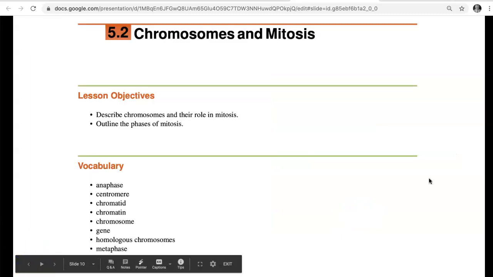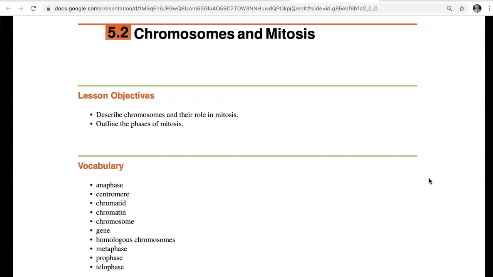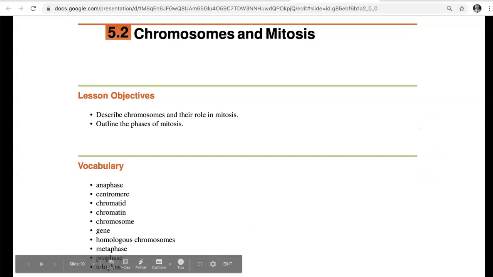In section 5.2, chromosomes and mitosis, what we're looking at here is the role of chromosomes as they double their DNA and break into the steps. Notice the objectives for this part are describe chromosomes and their role in mitosis and outline the phases of mitosis. So if you look at the vocabulary, you're going to learn new terms such as anaphase, centromere, chromatids, chromatin, chromosomes, gene, homologous chromosomes, metaphase, prophase, and telophase.